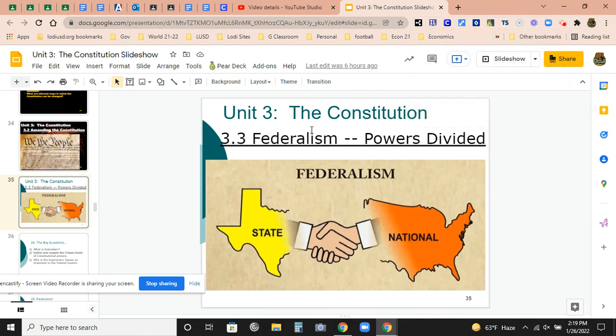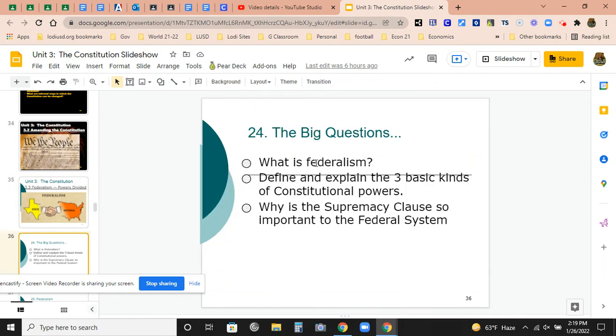This video continues the Unit 3 notes. This will cover 3.3 and 3.4. Here we're talking about how federalism divides power between the national government and the state governments. That's what federalism is, though it also is a reference to the federal government itself. What is federalism? It's a split of power between the federal government and the states.